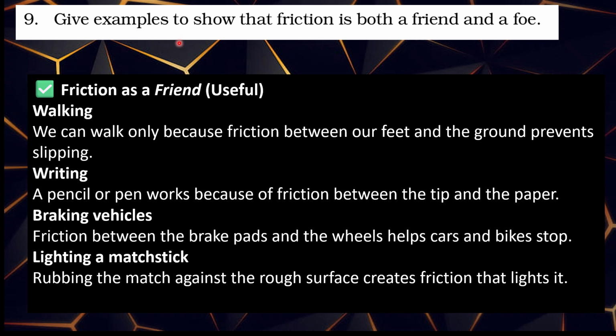Question number 9. Give examples to show that friction is both a friend and a foe. Friction as a friend, useful. Walking: we can walk only because friction between our feet and the ground prevents us from slipping. Writing: a pencil or pen works because of friction between the tip and the paper. Braking vehicles: friction between the brake pads and the wheels helps cars and bikes stop. Lighting a matchstick: rubbing the match against the surface creates friction that lights it.